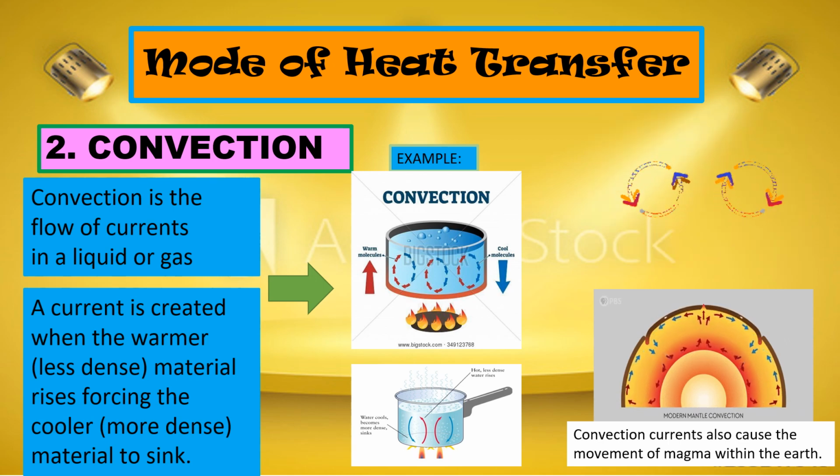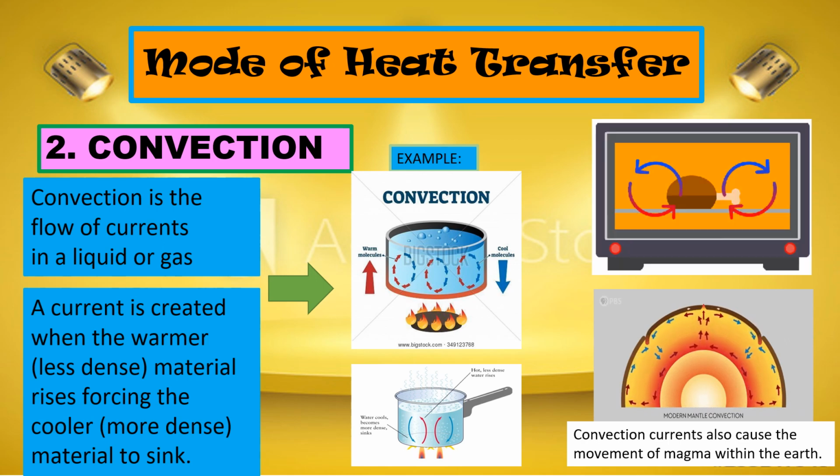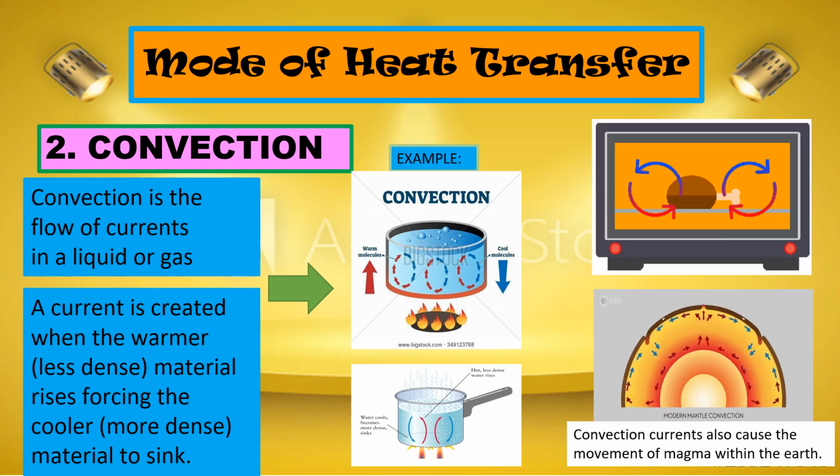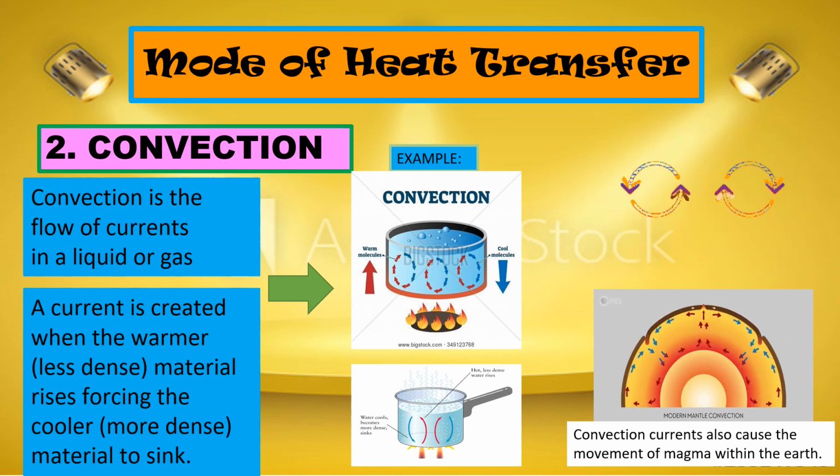Okay, so the convection is a current created when the warmer, tandaan yung warmer, siya yung less dense, mas magaan, and the material that is more dense, yun yung malamig. Okay, kaya ang tendency niya ay to sink. Okay, so we have also an example of convection: the convection current causes the movement of magma within the earth. So, imagine yourself na yung magma is parang yung tubig sa takore.